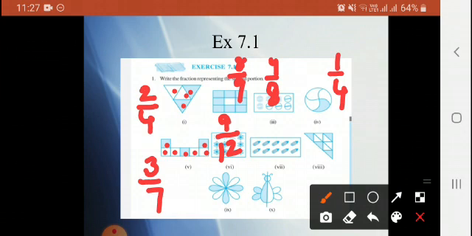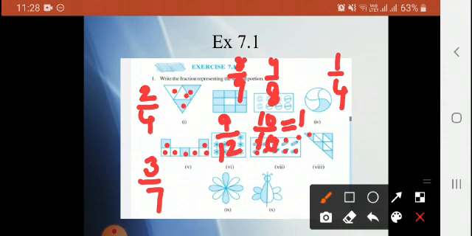In the seventh part, there are a total of 10 images, and all of them are shaded. So the fraction becomes 10 by 10. Children, when the numerator and denominator are the same, that fraction becomes the whole, because we can cancel out 10 and 10, and 10 and 10 when cancelled out gives the answer as 1, and 1 represents the complete object, the whole object.